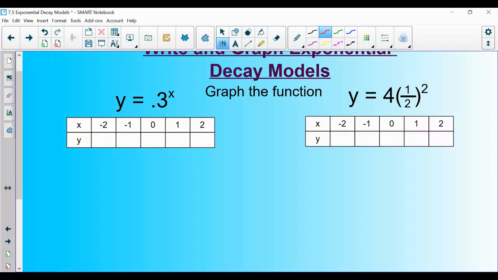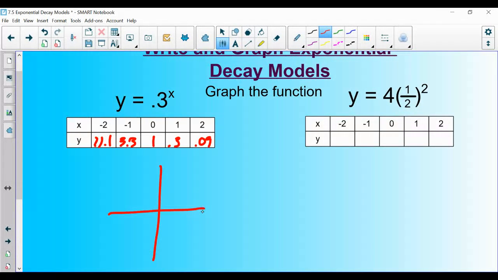Some of it's really going to be easy to see. We know that anything to the 0th power is just 1. And 0.3 to the first power is just going to be 0.3. But we can use our calculators to fill out the rest of this. 0.3 to the second power is 0.09. 0.3 to the negative first power is 3.3. And 0.3 to the negative second power is 11.1.